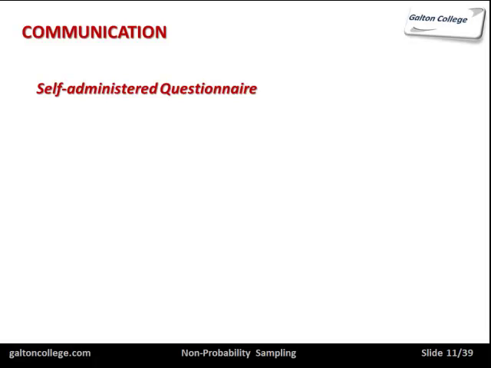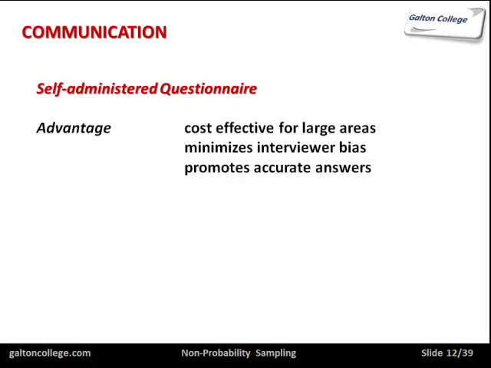Self-administered questionnaires, well, the idea here is you give the questionnaires out to people and go back later and pick them up, so that the people answer the questions when they have more time on their hands. It's cost effective. You go to a large area and distribute a lot of the questionnaires and go back later and see if you can get the filled out ones, the completed ones. It does minimize interviewer bias. The interviewer is not there, so there's no bias.